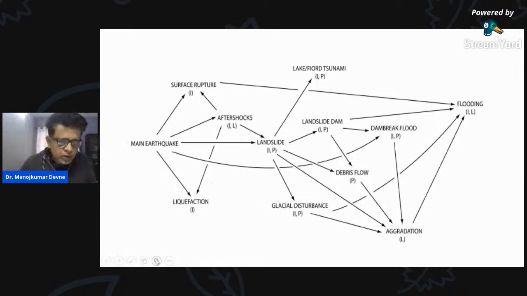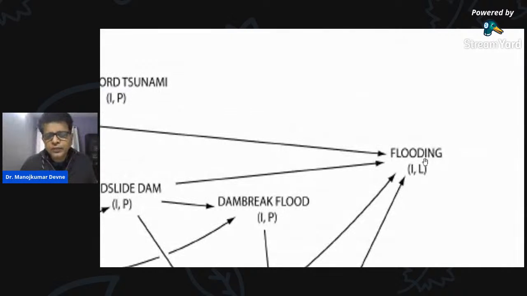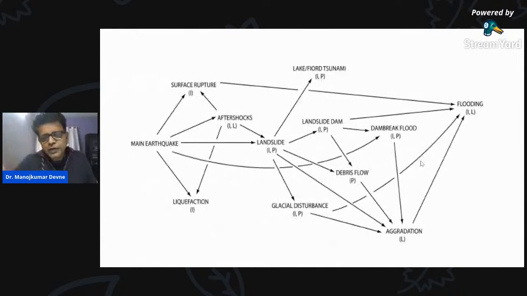Now, just imagine that if I had said we are speaking only about this, we could have had various explanations for flooding, but now we know that this flooding is related, and of course it has backward connections to many things. So to avoid flooding, we could think of avoiding aggradation. One, avoiding glacial disturbances. Two, avoiding landslide dams. Three, avoiding surface rupture. Four, avoiding landslides.